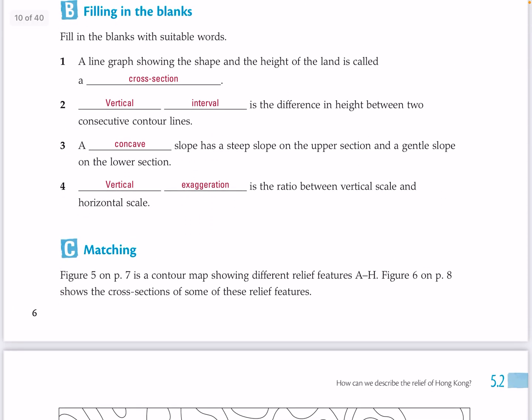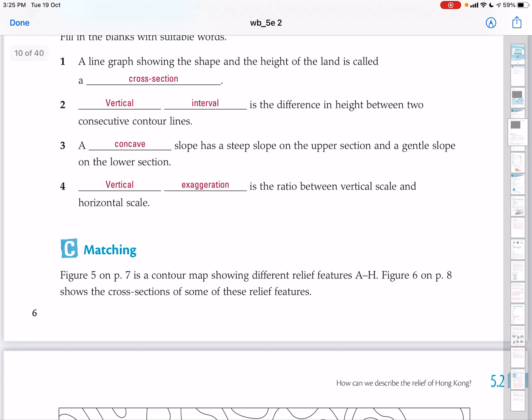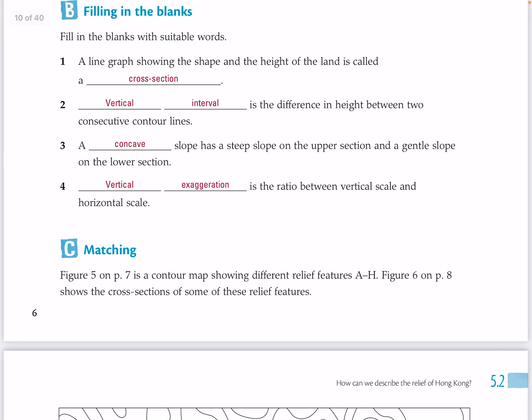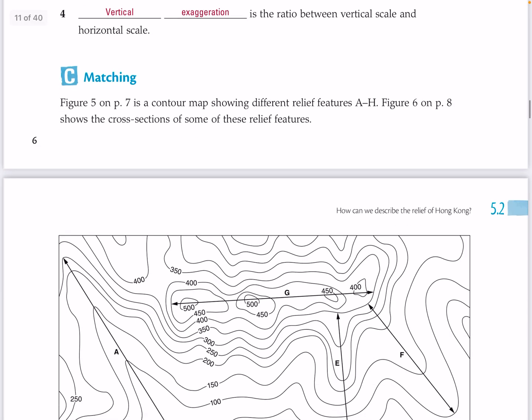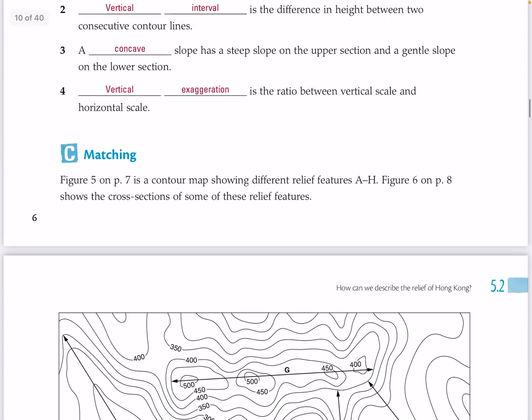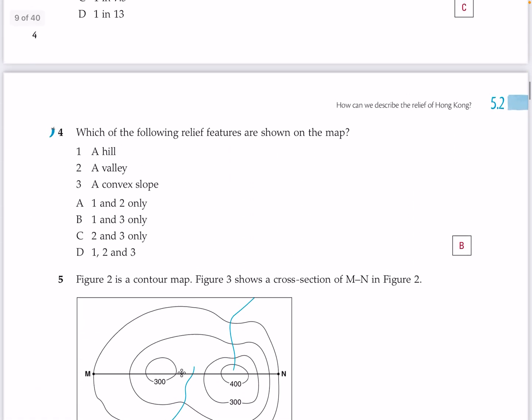A line graph showing the shape and the height of the land is called a cross section. Vertical interval is the difference between two consecutive contour lines. Convex slope, as I have said before, at the very beginning is gentle, and then finally is steep. Then how about concave? Concave is at the very beginning steep, and then finally it is gentle. Vertical exaggeration is the ratio between the vertical scale and the horizontal scale. I did talk about this before.